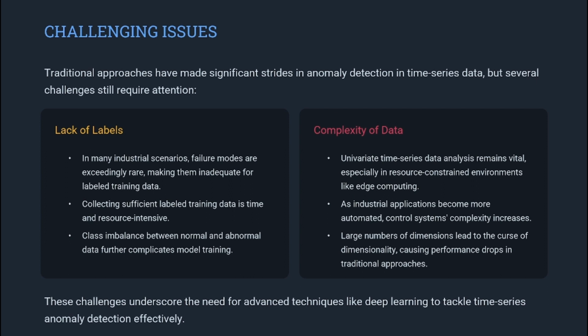Complexity of data: univariate time series data analysis remains vital, especially in resource constrained environments like edge computing. As industrial applications become more automated, control systems complexity increases. A large number of dimensions leads to the curse of dimensionality, causing performance drops in traditional approaches. These challenges underscore the need for advanced techniques like deep learning to tackle time series anomaly detection effectively.